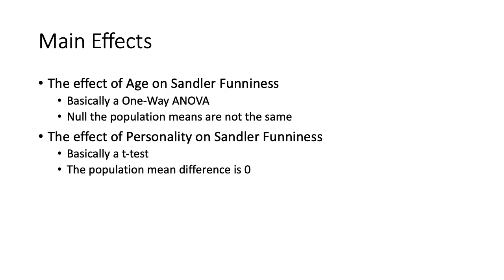Now, the second effect is the effect of personality on Sandler funniness, while ignoring the effect of age. There are only 2 personalities in this study, introversion and extroversion. This is basically a t-test, so the null hypothesis is that the population mean difference is 0. But essentially, a main effect is just either a one-way ANOVA or a t-test. It's in a complicated design, but you ignore the other independent variables.